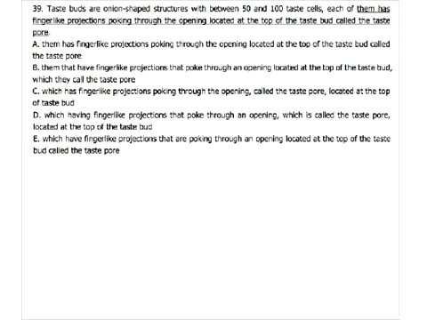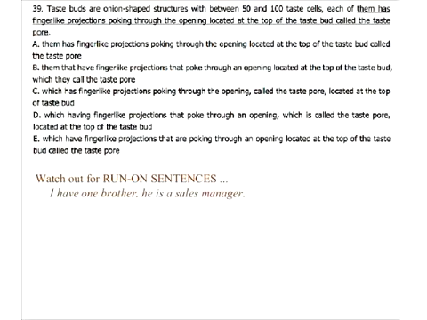So here's the same problem. Watch out for run-on sentences. A run-on sentence is when you have 2 sentences that are just stuck together with a comma or something. So if you say, "I have 1 brother, comma, he is a sales manager," this is not a sentence. This is 2 sentences. And so it's incorrect.